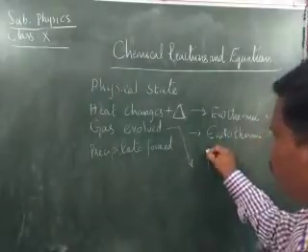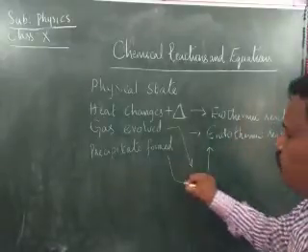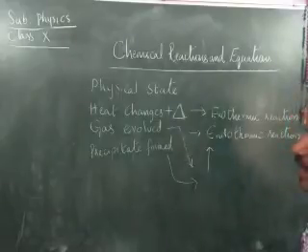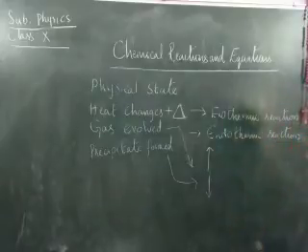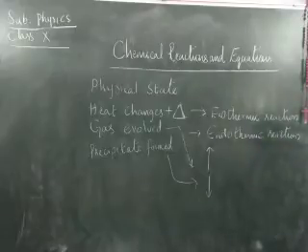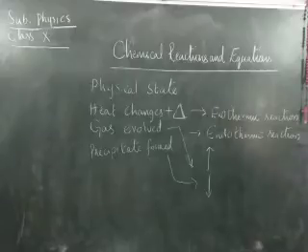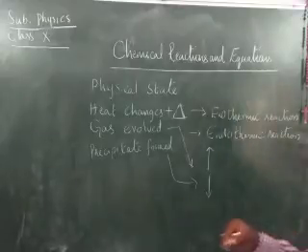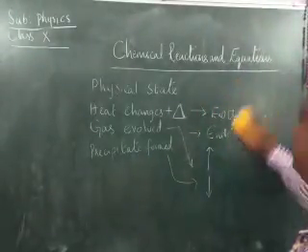For that we indicate an arrow mark, an upward arrow, like this, children. And for precipitate formed, if a semi solid substance forms, it is indicated with a downward arrow. Therefore the downward arrow gives the information that a precipitate is formed, and the upward arrow gives the information that gas is evolved. We will be learning in detail about all these different informative factors of the chemical equation, children.